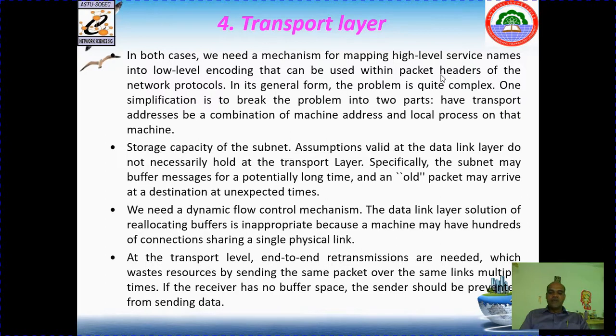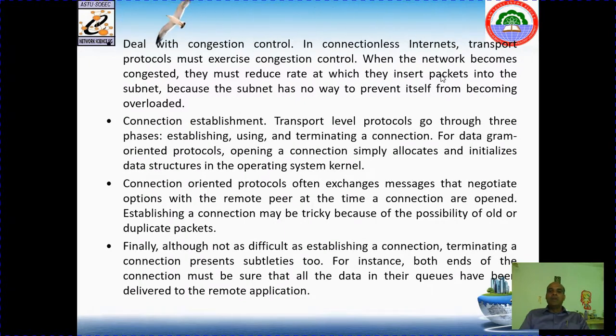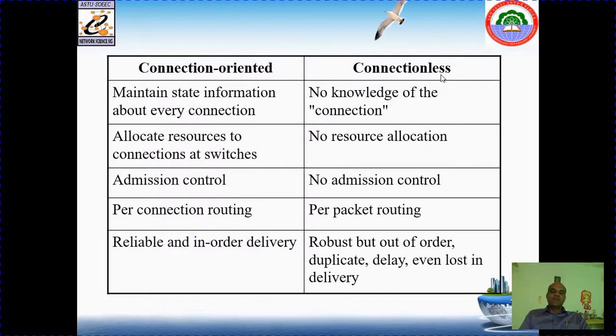If the receiver has no buffer space, the sender should be prevented from sending the data. That means when the sender sends the data, the receiver receives it and sends the acknowledgement. But if the sender is not receiving the acknowledgement, it feels that the data may not have been received by the receiver, so it will retransmit again. For that, we need to have some buffer space on the receiver side. If buffer space is not there, it will simply discard. Then connection establishment, connection-oriented, connectionless, flow control, error control, all these are handled by this layer.